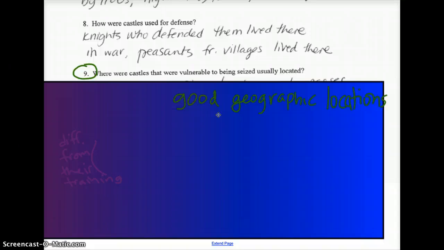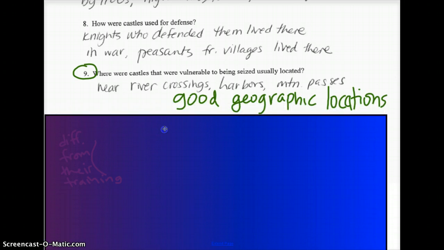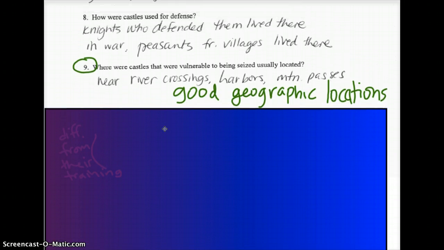Where were the castles located that were vulnerable to being seized? So in general, it was good geographic locations, as I have listed on the screen. And some of those might be river crossings, near river crossings, harbors, and mountain passes. So I'll explain in class what a mountain pass is, but these are the specific locations you should have listed in number 9, and you should double check that your number 9 is accurate, because I did notice when I was flipping through these that not everyone had an accurate answer to number 9.